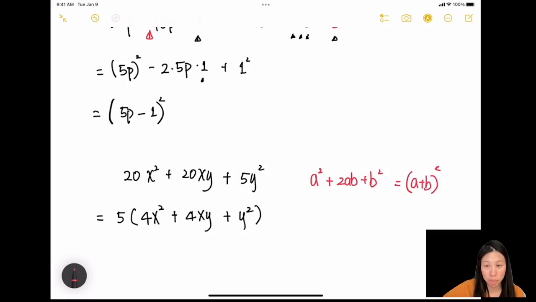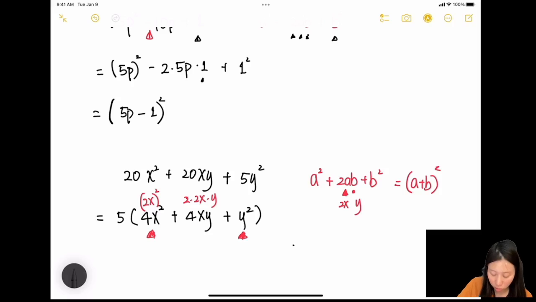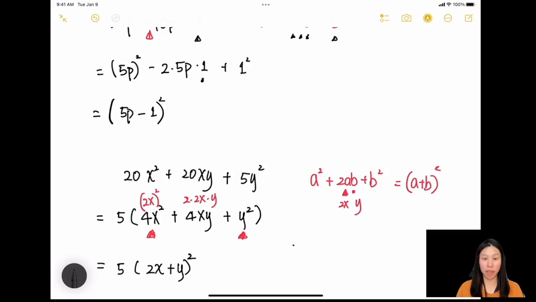So now we need to find out a and b. b is our y, quite straightforward. So what is a? a squared is 4x squared, so we need to write it as 2x and then squared, which means our a is 2x. So now when we separate the 4xy, we can write it as 2 times 2x times y. So we have a equals 2x, b equals y. Okay, so that means this one I can factor as 2x plus y squared, because we found our a and b.